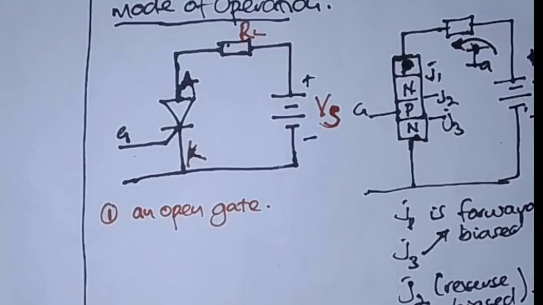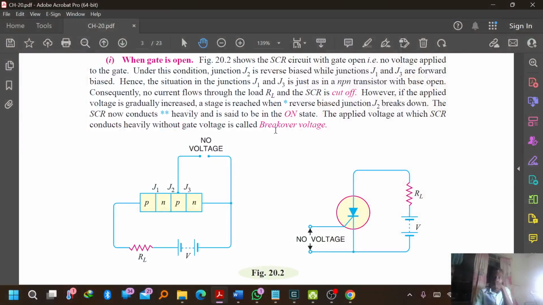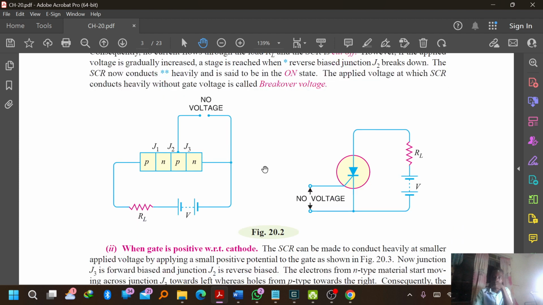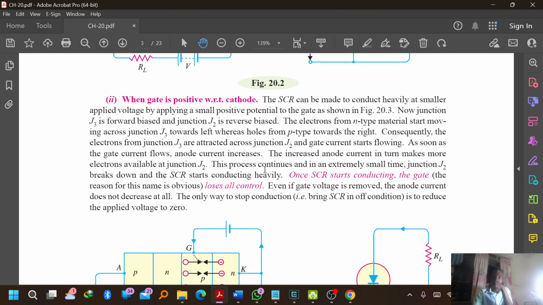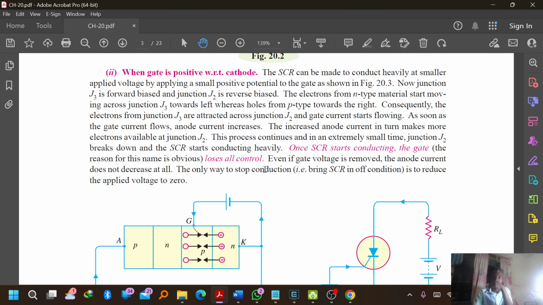The voltage at which this occurs is what we call the breakover voltage, as you can see here. When the SCR is turned on with the gate being open, that voltage at which it happens is what we call the breakover voltage. Other things are so theoretical, I just want to rush through, then look at the calculation bit, because this is theory, it can be explained.